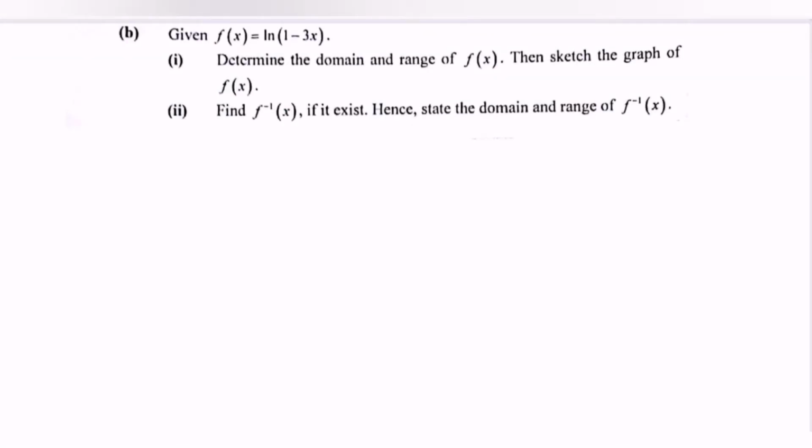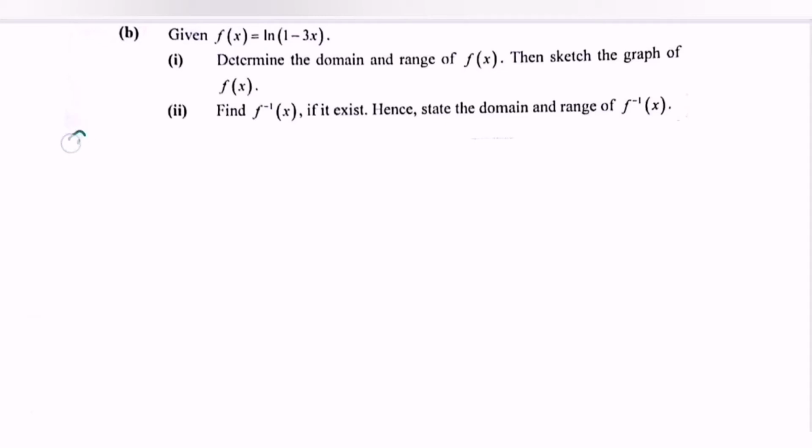Next, refer to question B. Given the function f(x) equals ln bracket 1 minus 3x. Number 1, determine the domain and range of the function f(x), then sketch the graph. Number 2, find the f inverse if it exists. Hence, state the domain and range for f inverse. So kindly focus on the situation. We have f(x), which is ln bracket 1 minus 3x.